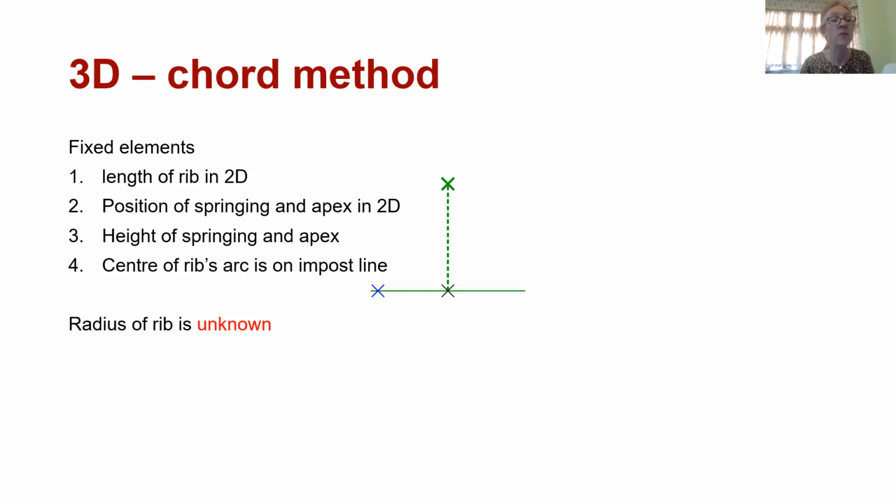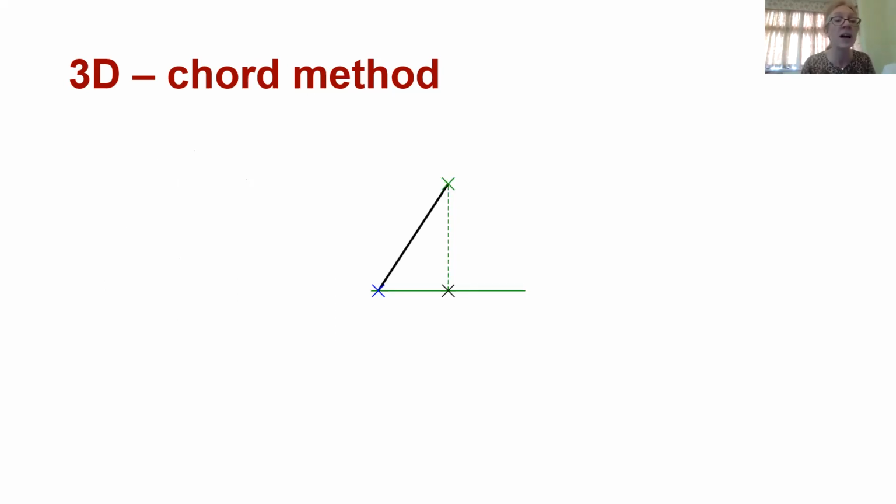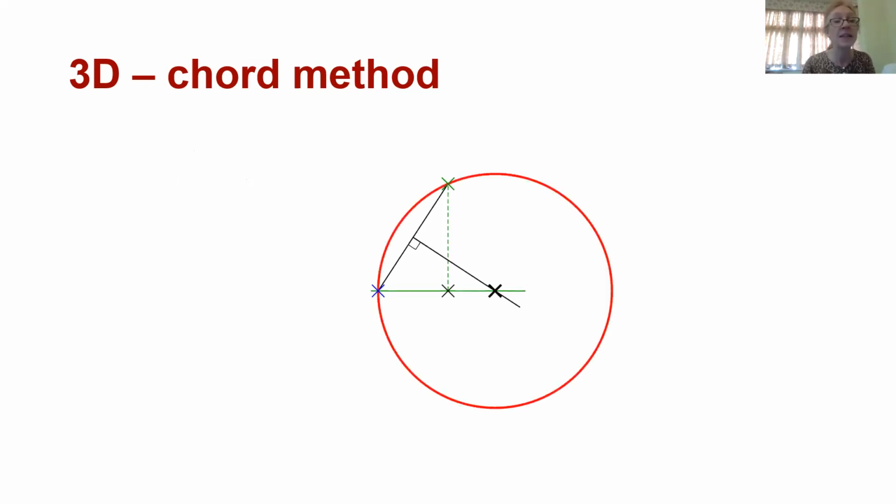Now, this could be found working from the known elements, using what we've called the chord method. To do this, you can do it in 2 dimensions on the tracing floor. You first draw a line between the springing point and the apex. Then draw a line at right angles to the first line, halfway along its length. The point at which this line crosses the impost line is the position of the centre. Then the distance between this point and the springing and this point and the apex becomes the radius. So this is how the radius of the transverse ribs at Nantwich was probably worked out.